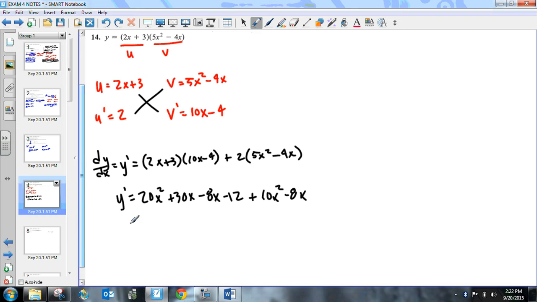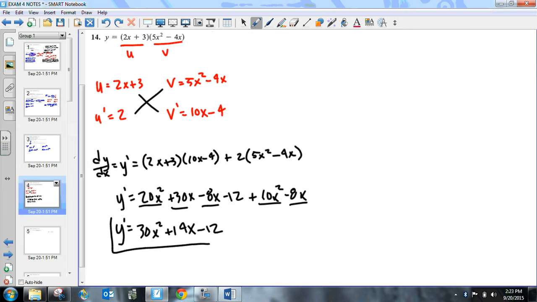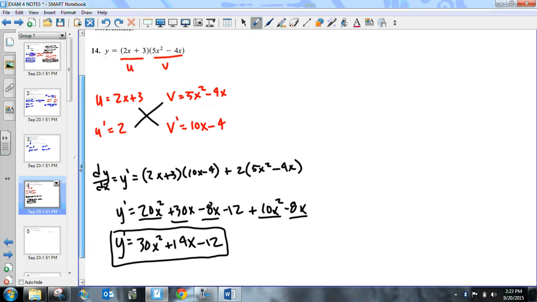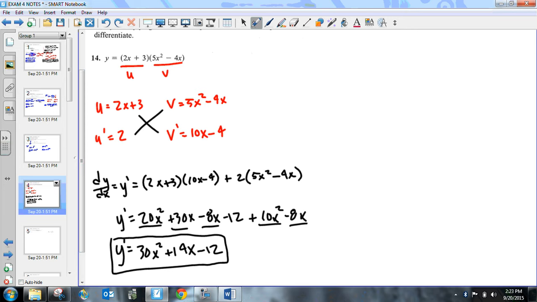Okay, so if I go through this, I get y prime is equal to, let's combine our like terms here. I've got 30x squared. I've got negative 8 minus 8, that's negative 16. So negative 16 plus 30, that's going to give me, what is that, 14? So plus 14x, and then minus 12. Okay, so that's my derivative. All right, and it's kind of a painstaking process to simplify that if you've got a polynomial. But let's do it again, but let's multiply it out first.